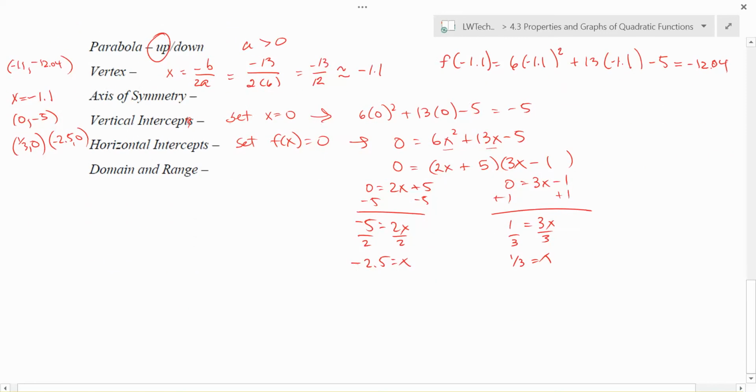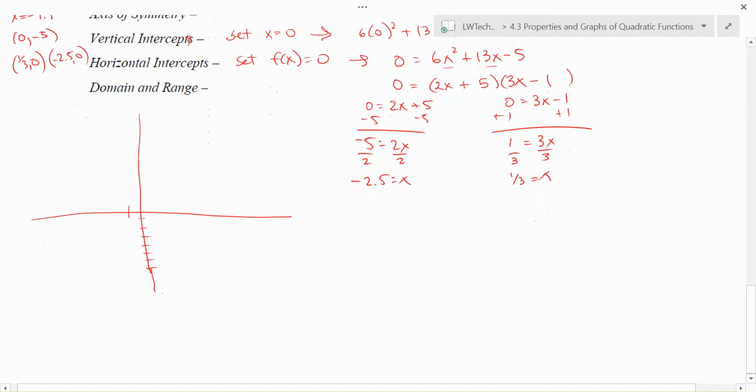So let's go ahead and try to sketch all of that exciting information here. Kind of see what happens. At negative 1.1 and negative 12, 1, 2, 3, 4, 5, 6, 7. Oh, let's scroll down some more. 8, 9, 10, 11, 12. So I'm going to have a point down here.